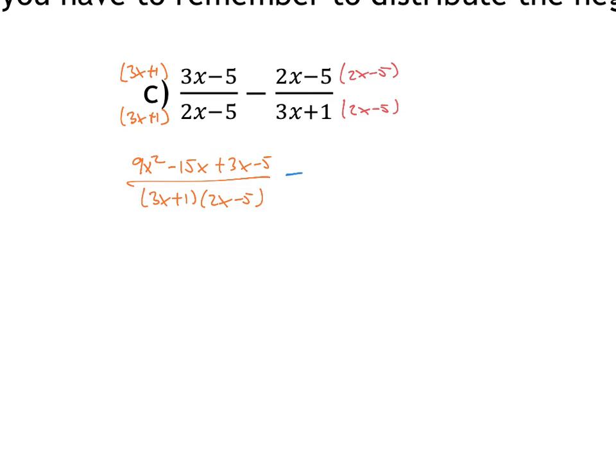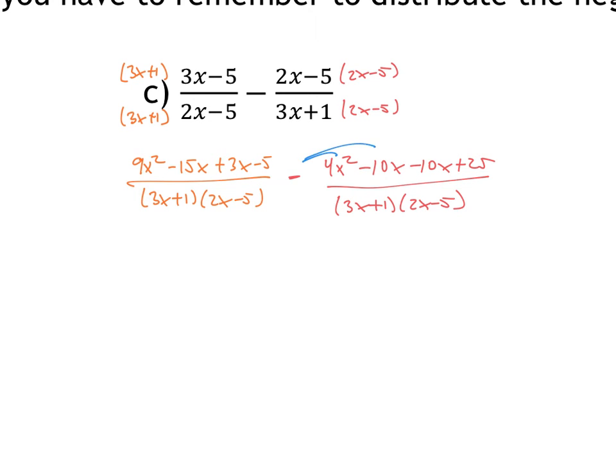minus, I'll keep that in red, minus, all right, let's FOIL the top out. So 2x minus 5 times 2x minus 5, so 4x squared. Do it the old way. So minus 10x plus 25 all over 3x plus 1 times 2x minus 5. So we have everything there. We have a common denominator now.